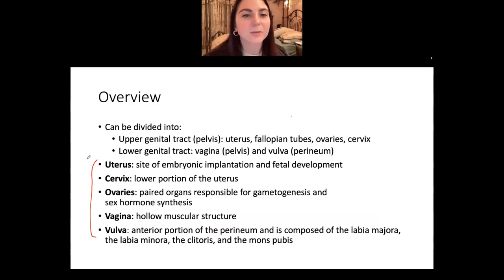The uterus is where embryos implant, where a woman gets pregnant, and where the fetus develops. The cervix is the very bottom part of the uterus, and again, I'll show you a picture. The ovaries are the female sex organs, paired just like the testes, but now we're in the female. The vagina is the hollow muscular structure, and the vulva is pretty much all of those outer structures.